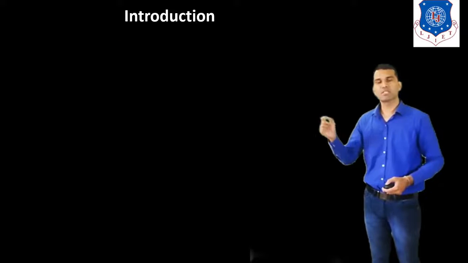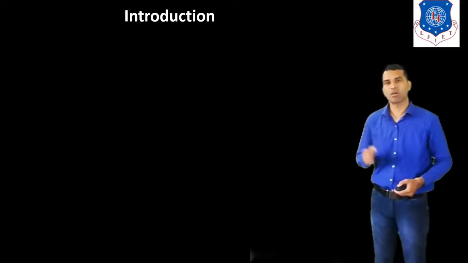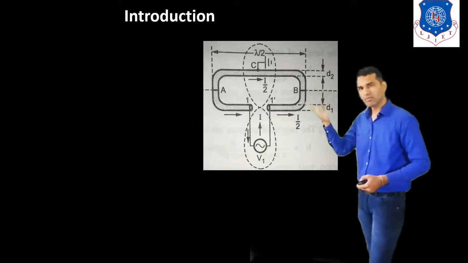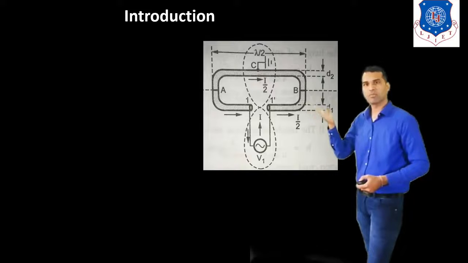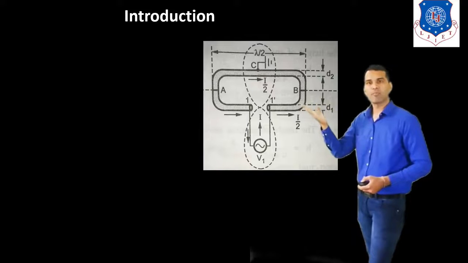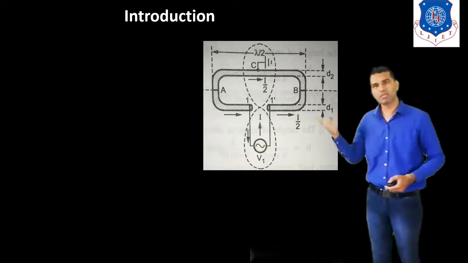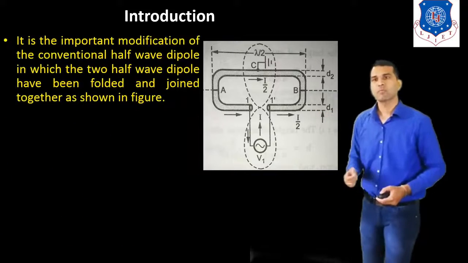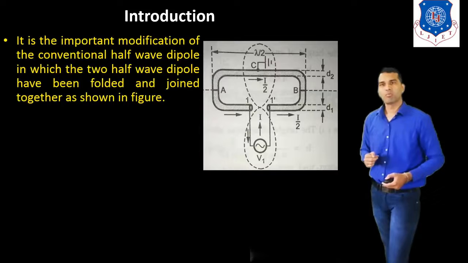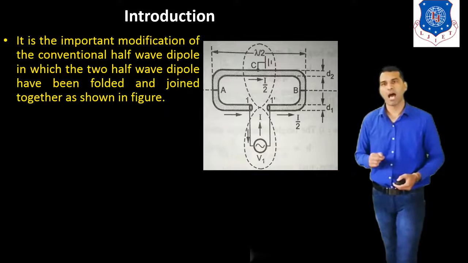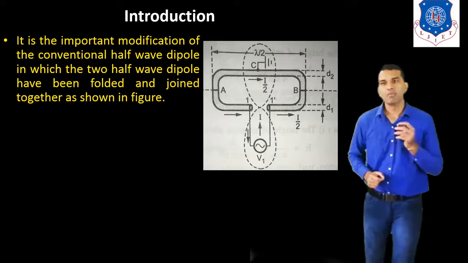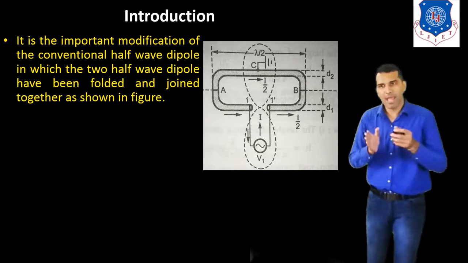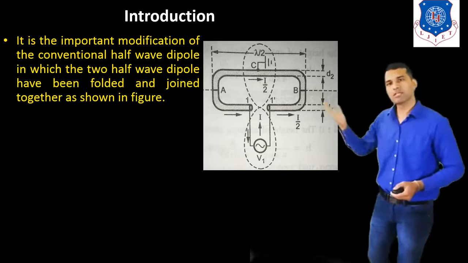So now we start with the first one, introduction of the folded dipole antenna. Here in this figure, we see the folded dipole antenna. Normally we have seen this antenna in the Yagi-Uda antenna. It is an important modification of the conventional half-wave dipole in which the two half-wave dipoles have been folded and joined together as shown in this figure.